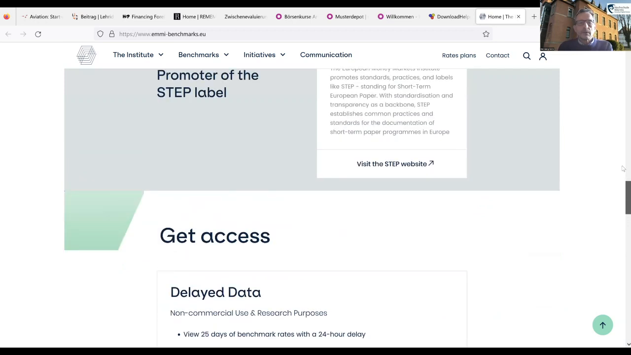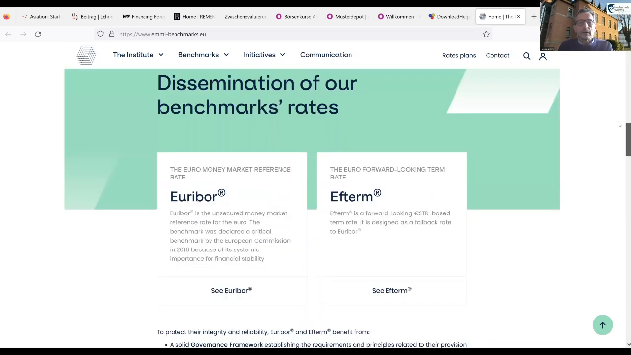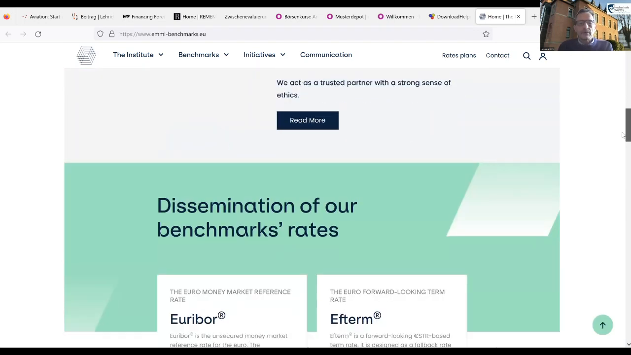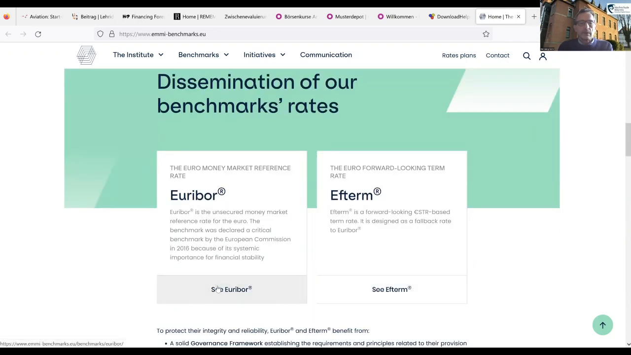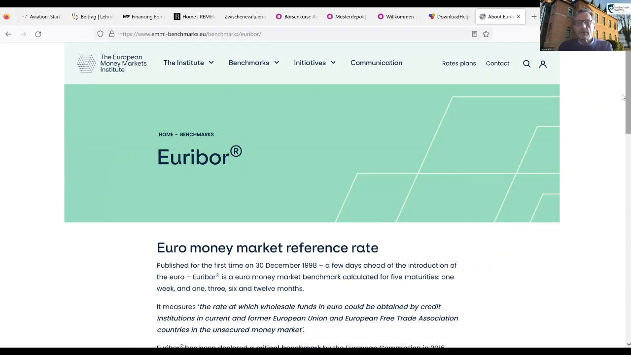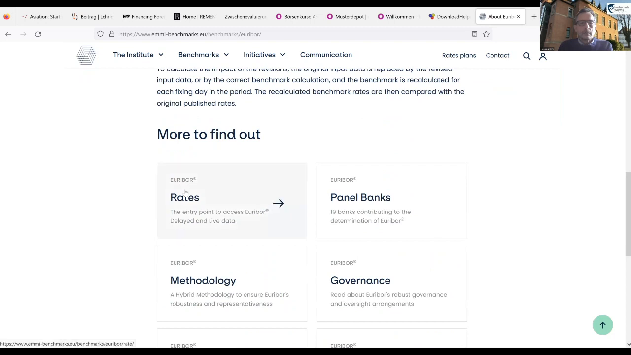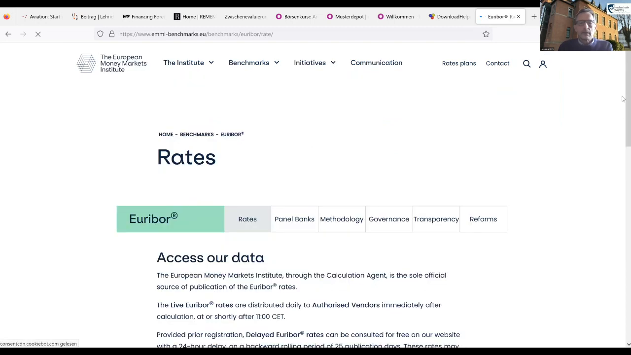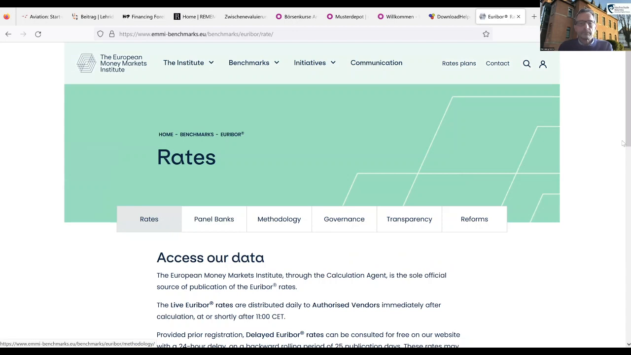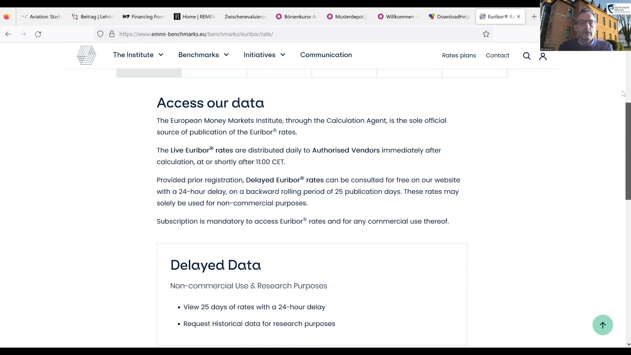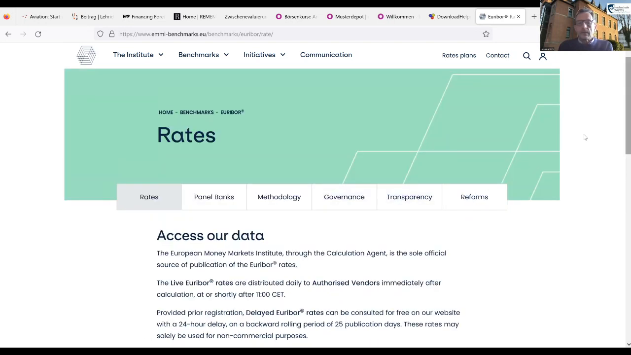So it seems that I've forgotten my login data. So I'll come back to that later. But let's have a look here with the delayed rates. And you see here again, oh, I have to use my login. Come back to that later. Let's try to do that in another way.